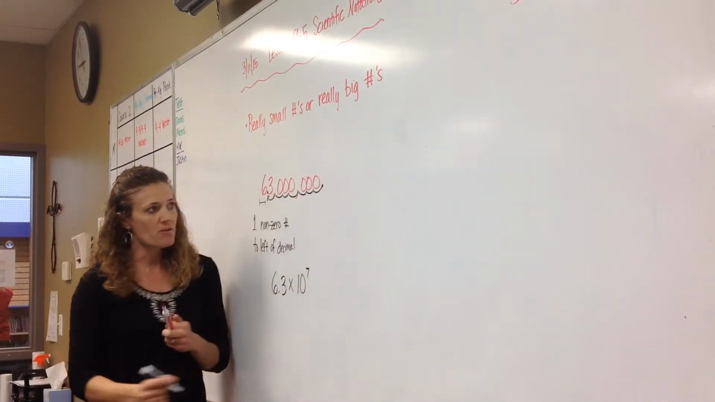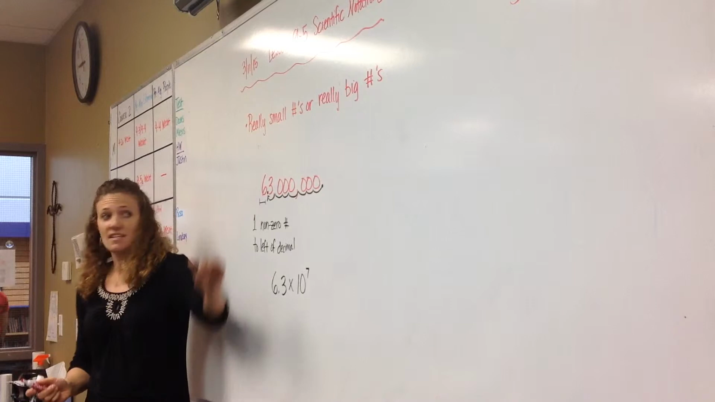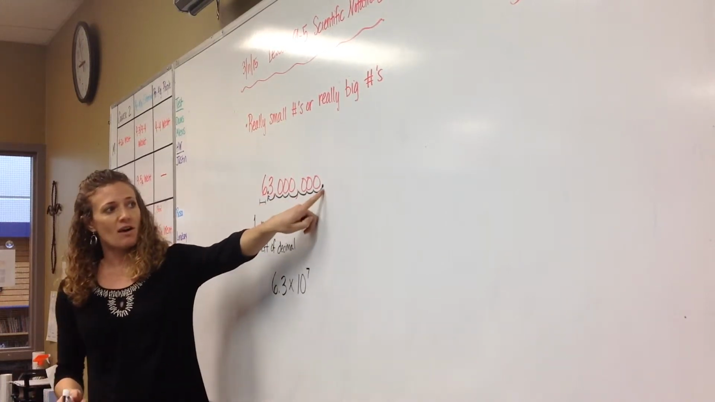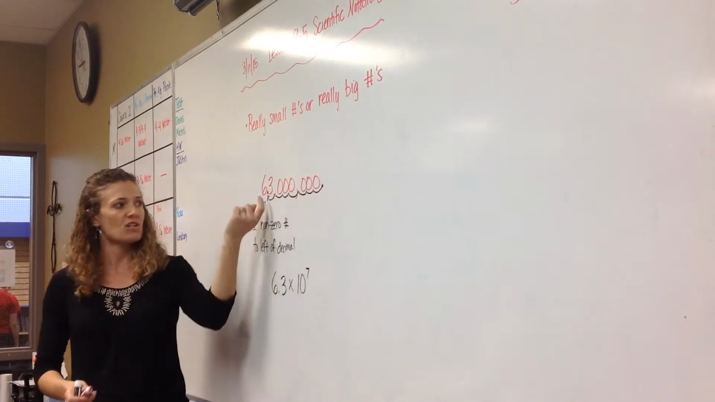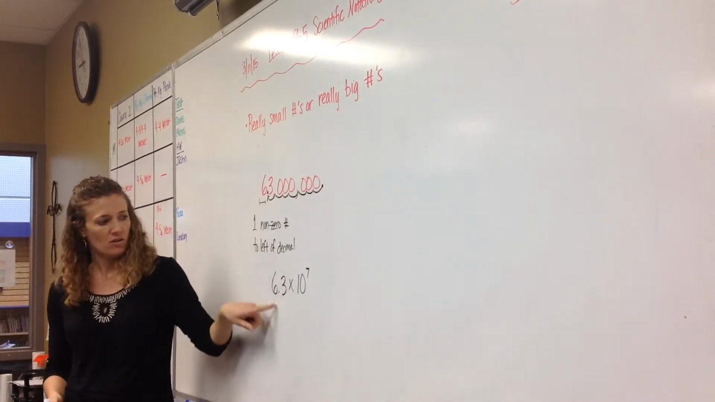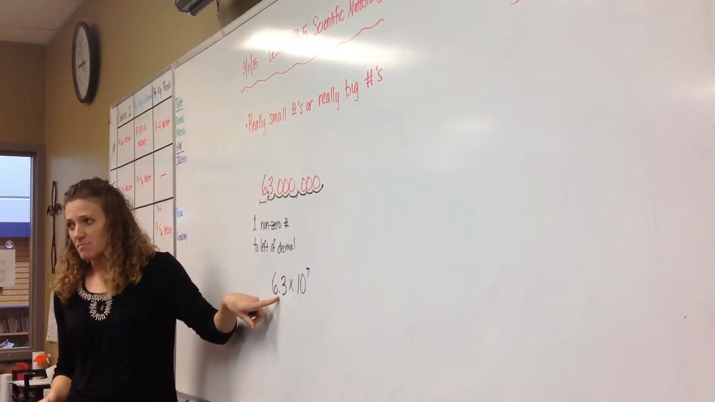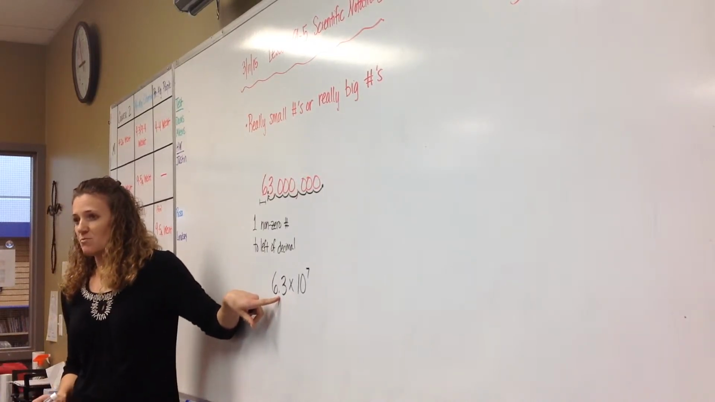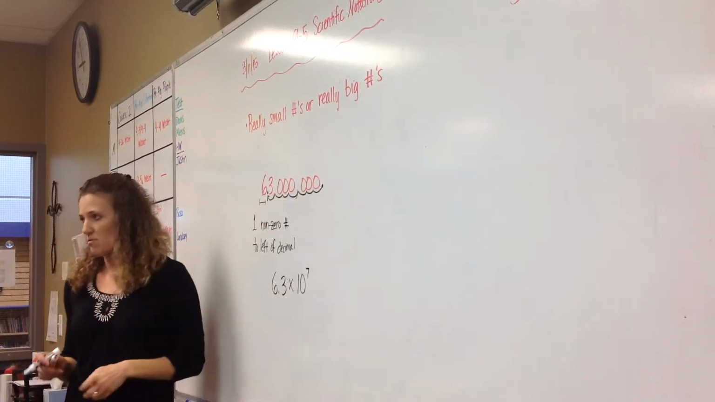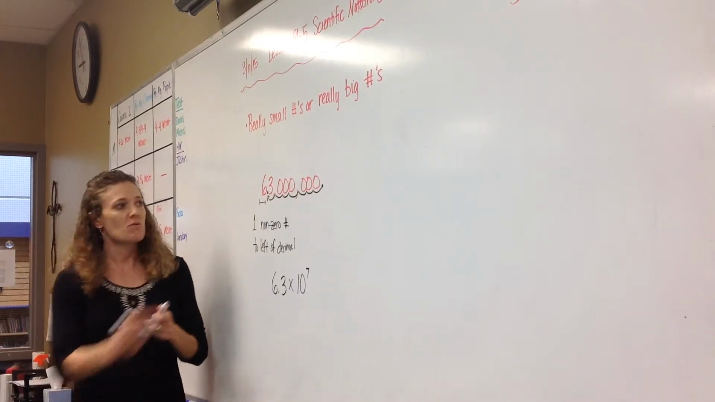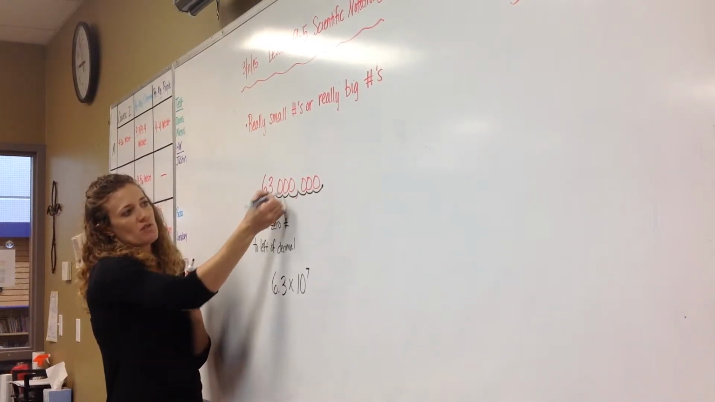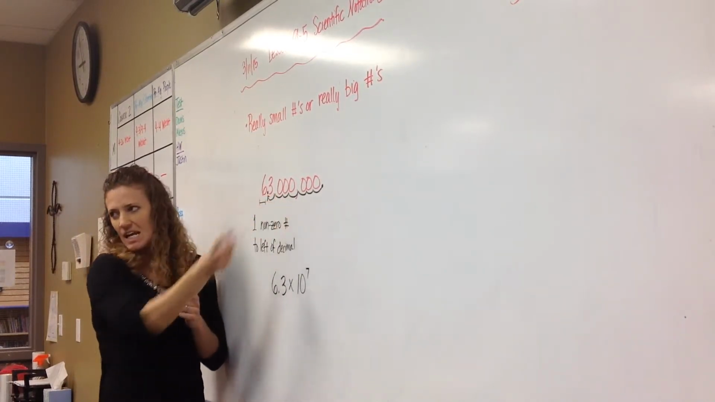So it's not the number of zeros. One misconception is that it's the number of zeros on your number. It's not. It's how many places you have to move that decimal in order to get it where you want it to go. What this means is if we multiply 6.3 times 10 7 times, we get 63 million. Because we multiply it by 10 one time and we get 63, right? Multiply it by 10 two times, we get 630. Does that make sense?